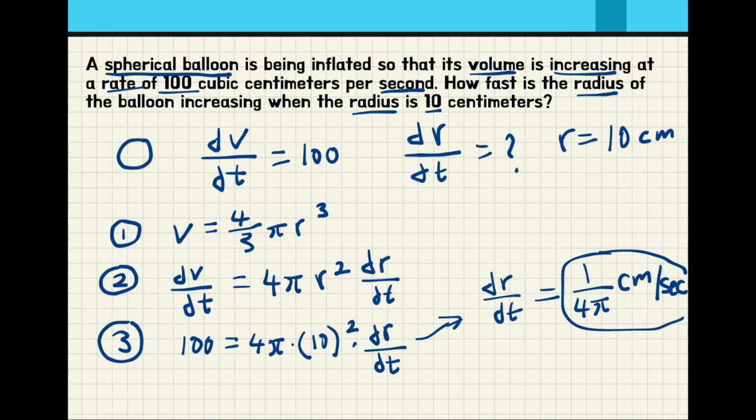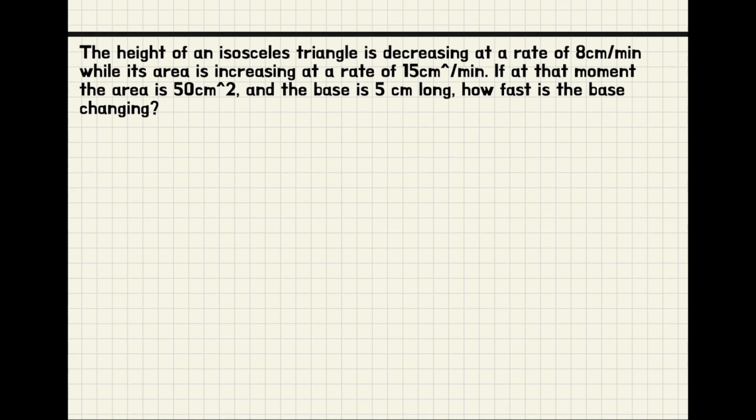Okay, easy. We'll go on to our second practice problem. The height of an isosceles triangle is decreasing at a rate of 8 centimeters per minute, while its area is increasing at a rate of 15 centimeters squared per minute. If at that moment the area is 50 centimeters squared and the base is 5 centimeters long, how fast is the base changing?